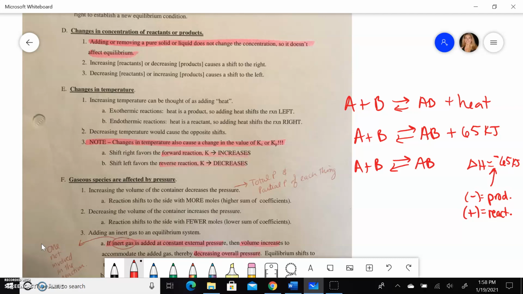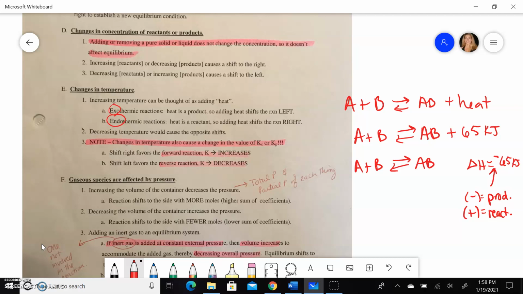And then once heat is in the reaction, once you have it on the reactant or product side, you can figure out which way the reaction shifts the same way you did for a change in concentration. So if you add heat, it's going to shift away from the heat. If you take away heat, it will shift towards the heat. And sometimes they'll just tell you that it's exothermic or endothermic. So you need to know that if it's exo, then heat is on the product side, and endo means it's on the reactant side.